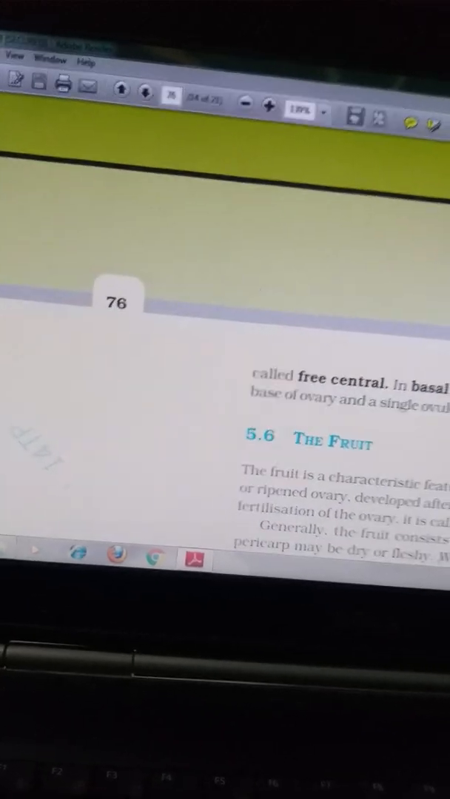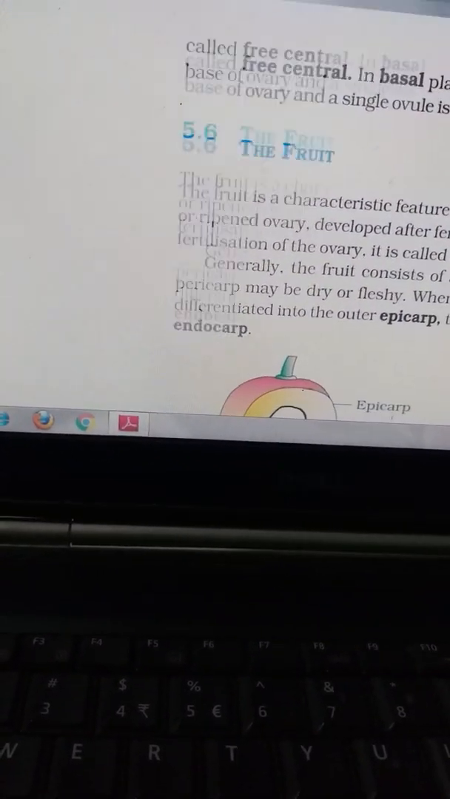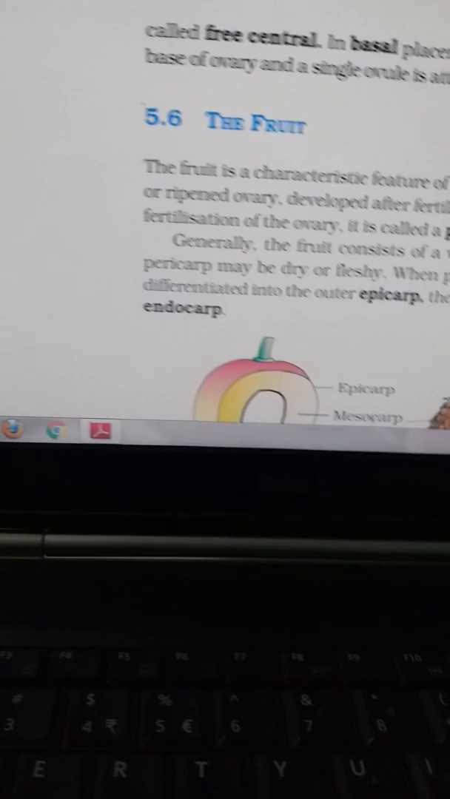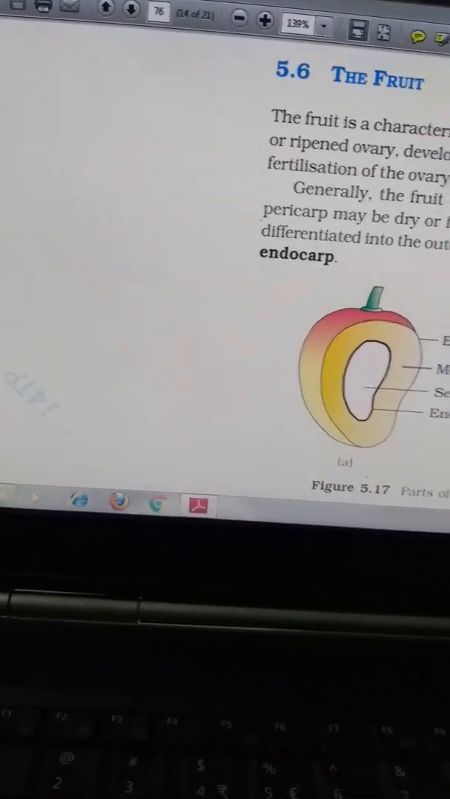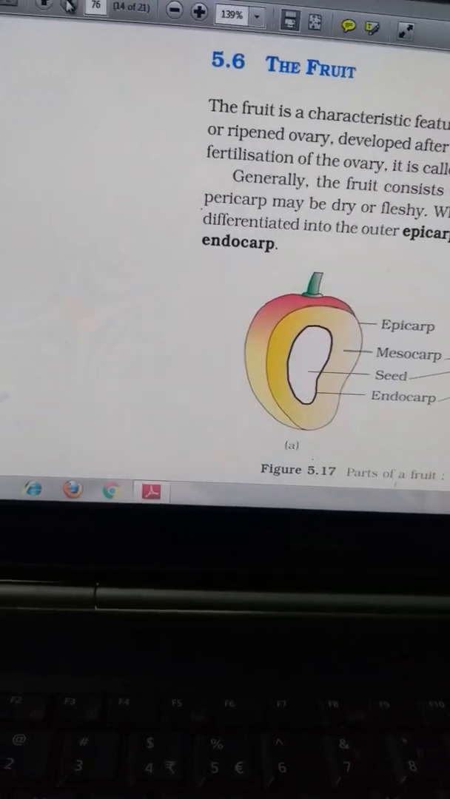Even sunflower. Now the fruit and the next part is not in your syllabus. This has been scrapped from this year's syllabus. So we'll do the last part when we do the family. Okay.